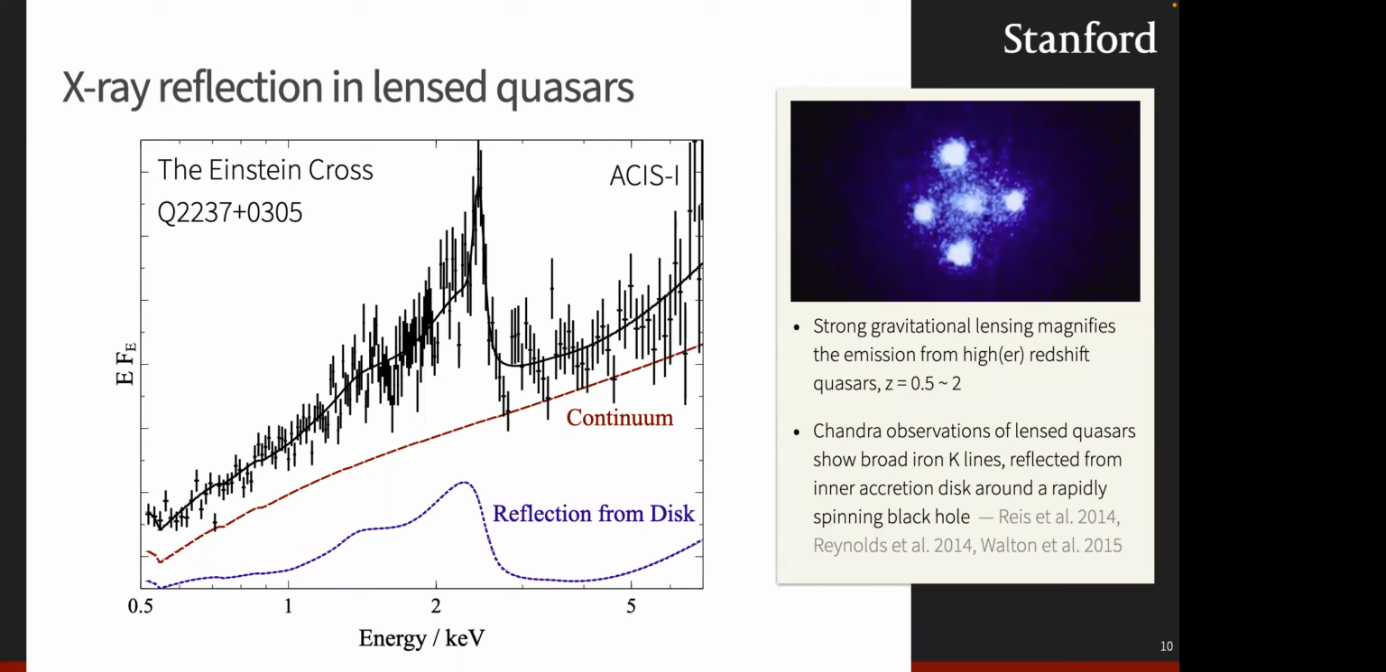Most of those black holes where we've measured the spin have a redshift of 0.1 or even less. They're very nearby. Because the nearby ones are much brighter, it's much easier to measure the spin.